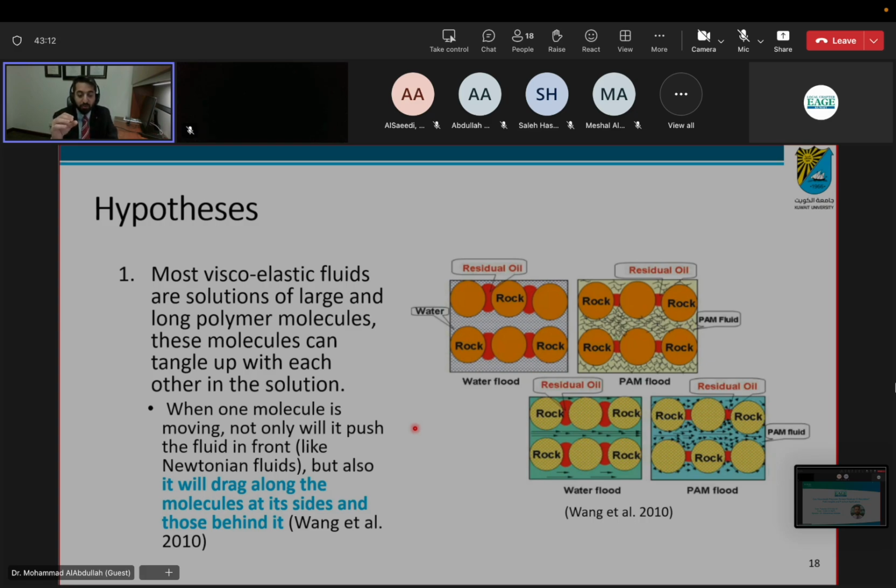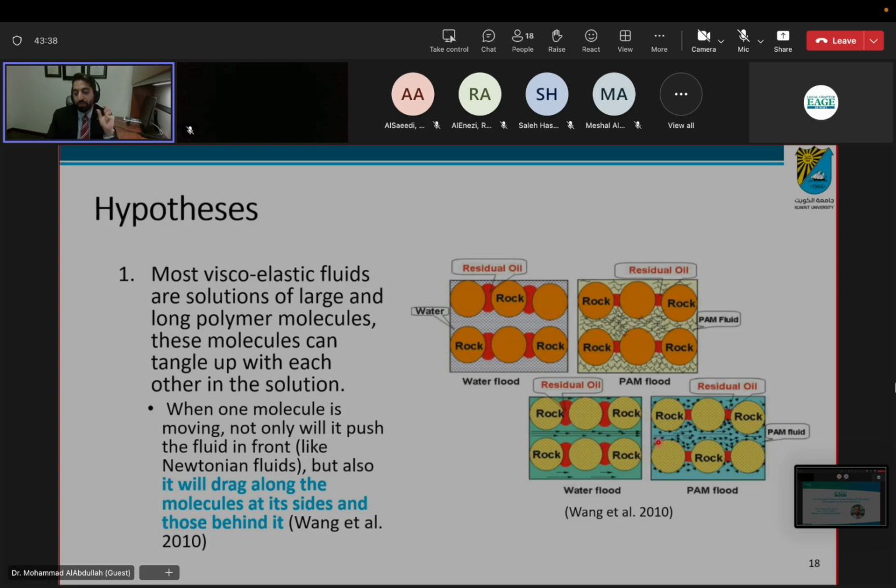Now, we have to be cautious because these are still hypotheses. There are different hypotheses, but one of the earliest, by Wong 2010, was saying if I have the rock, these are the greens, then I have residual oil saturation droplets, which are the red, and then I inject only water flood, it will move in straight streams through the pore throats.